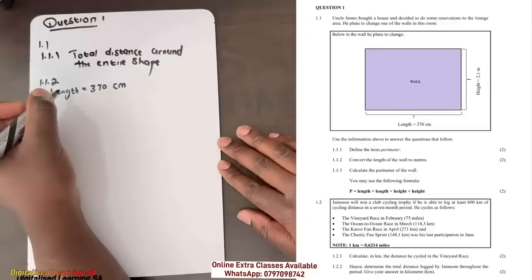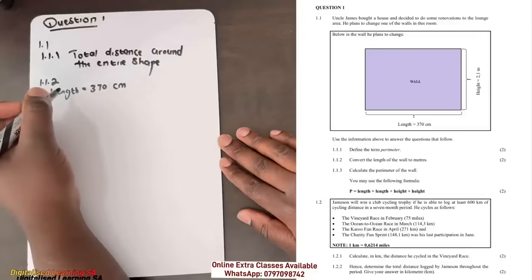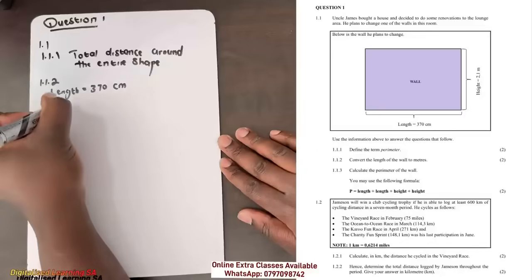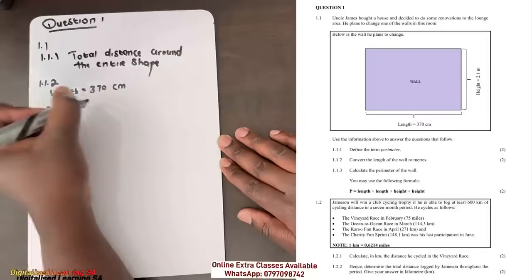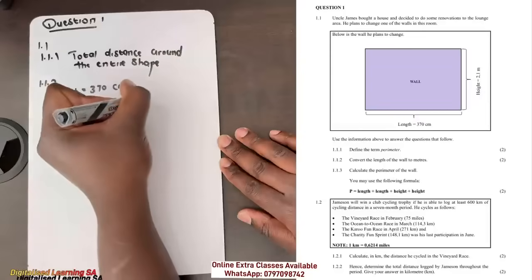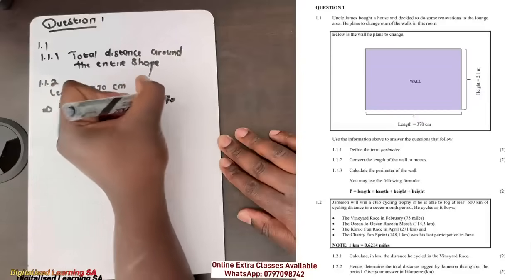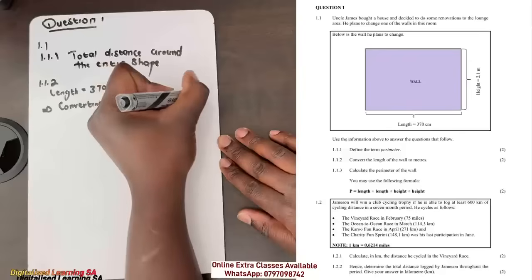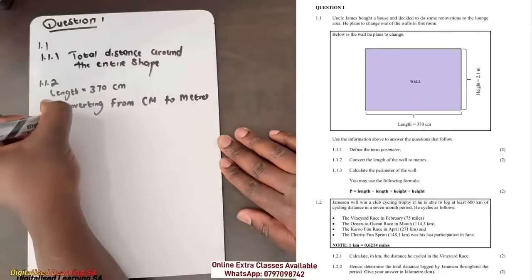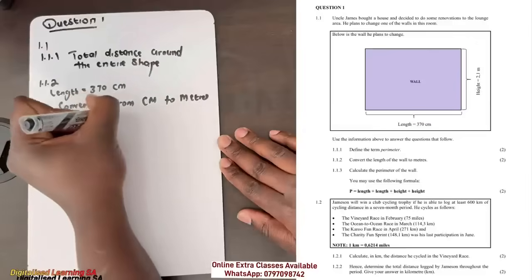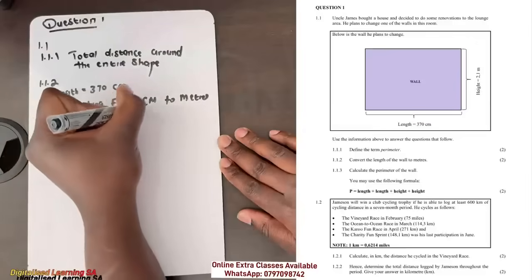And we do know that if we are converting from centimeters to meters, we need to divide by 100. So converting from centimeters to meters, we need to divide by 100.